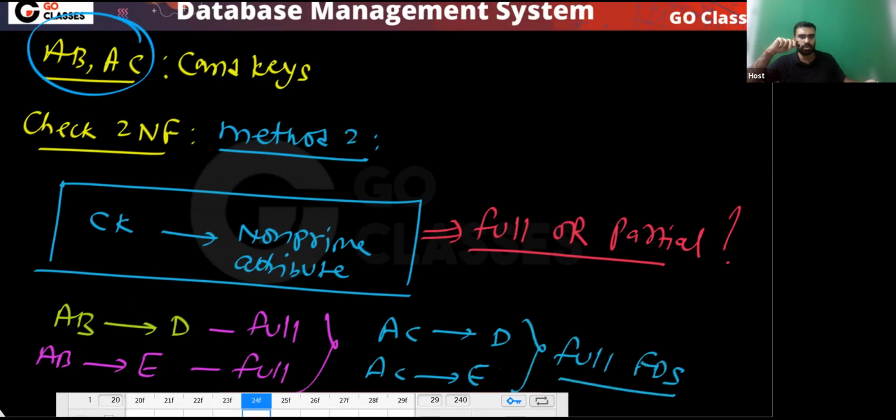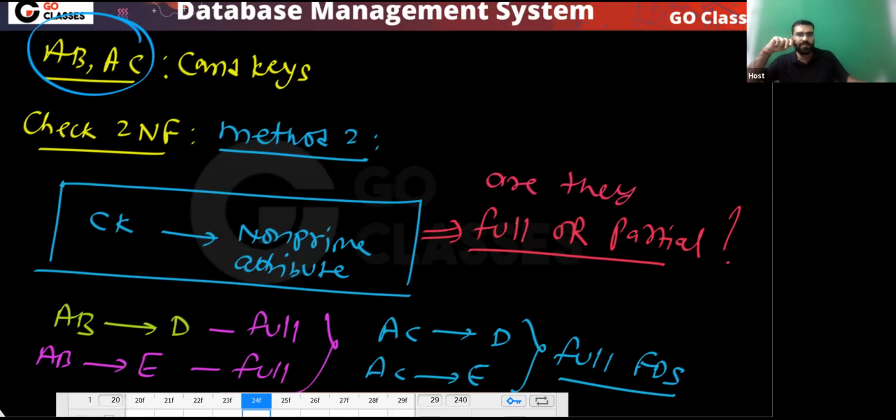Is this clear? So you can notice, you check candidate key determines non-prime attribute. You check this type of FD. And you check, are they full or partial? So you can notice all of them are full. All of them are full.